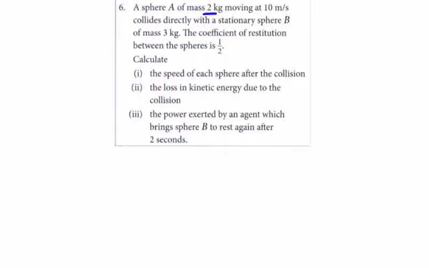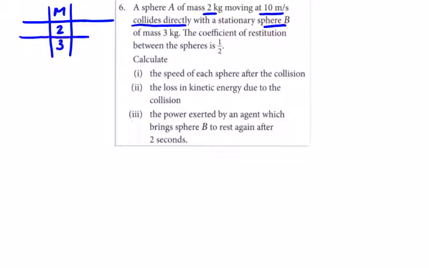Question 6, we have a mass of 2 moving at 10, colliding directly, so same signs, with a stationary sphere. Okay, so we have one at rest, and we have one traveling at speed. So the masses are 2 and 3, before and after. The 2 is traveling at 10, and B is at rest, so that's 0.